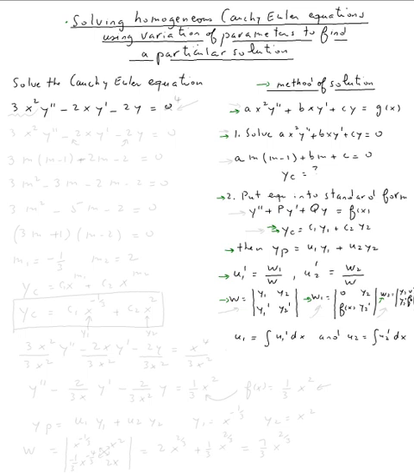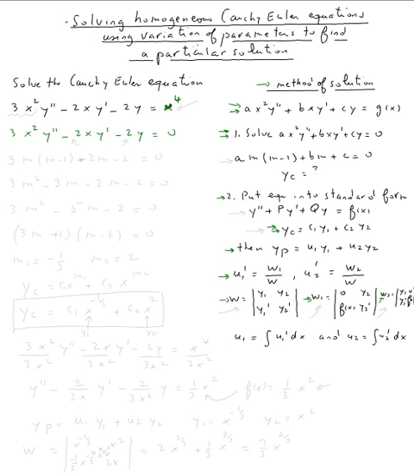So let's solve the Cauchy Euler equation 3x squared y double prime minus 2x y prime minus 2y equals x to the 4. We need to do the homogeneous one first. Right, so this is what we're trying to solve. So we're right here. First we need to solve the homogeneous one. In other words, we need to solve 3x squared y double prime minus 2xy prime minus 2y equals 0.